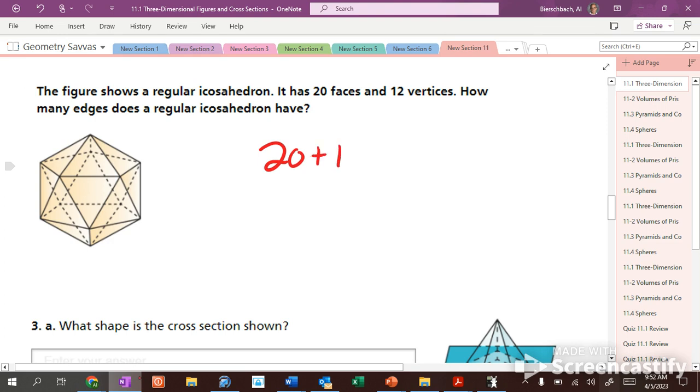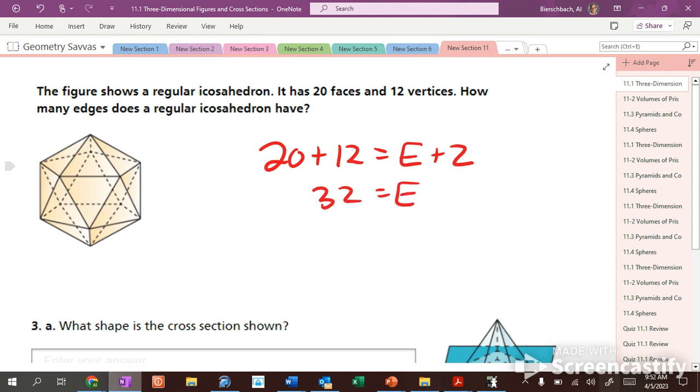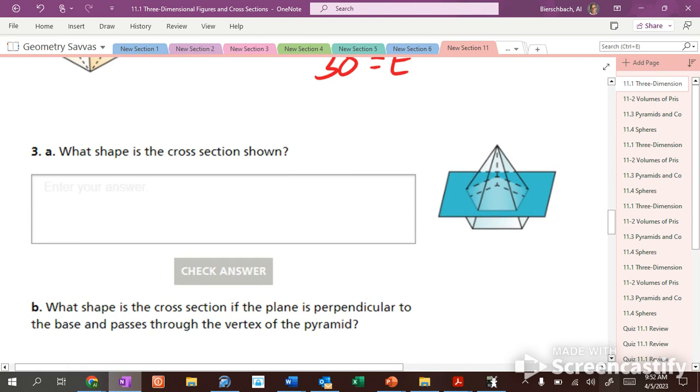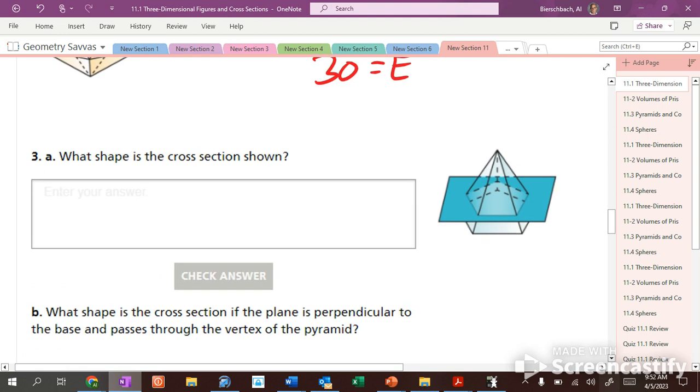20 plus 12 equals E plus 2. So this is 32 equals E plus 2. So the number of edges equals, how about 30? Because we subtract 2. All right, cross sections.